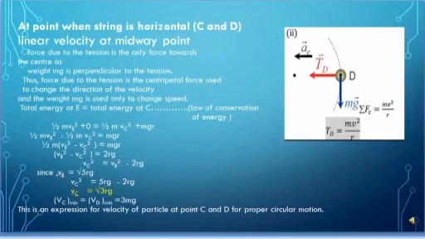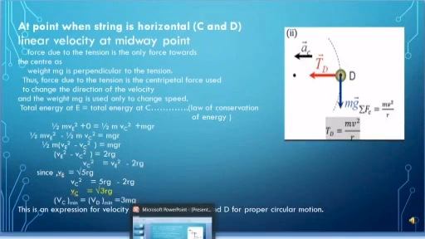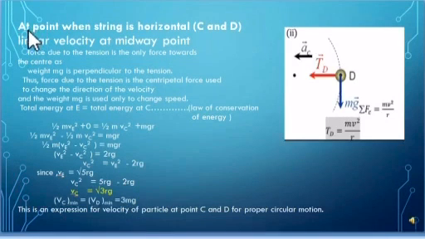Everyone, in the previous video we have already found the velocities at the uppermost and lowermost positions. Now in this video, we will find out the velocities at two horizontal positions. Let us find them at the points when the string is horizontal, that is C and D.